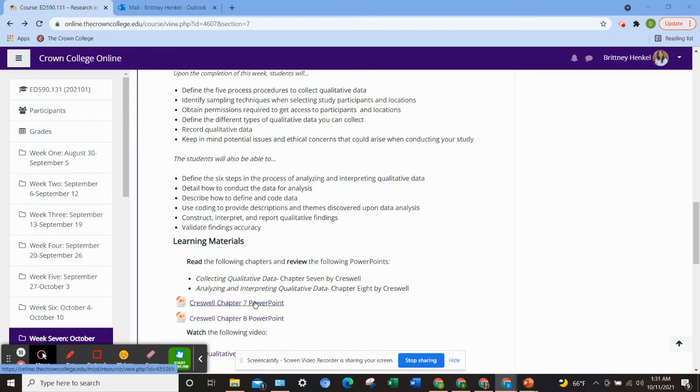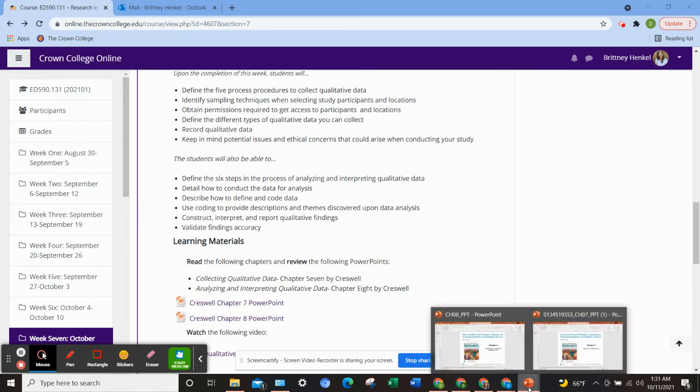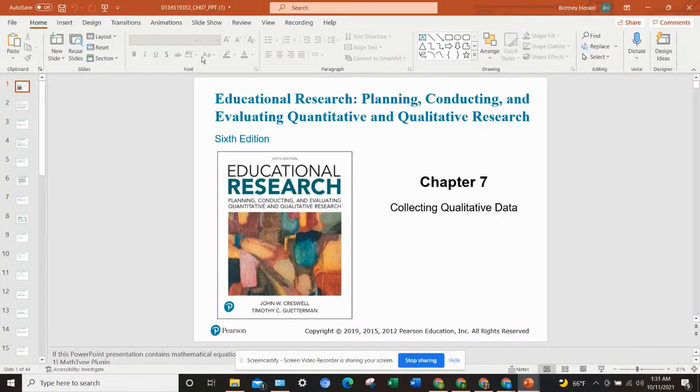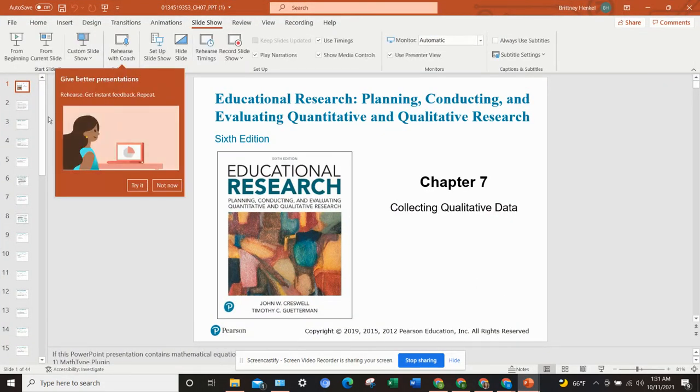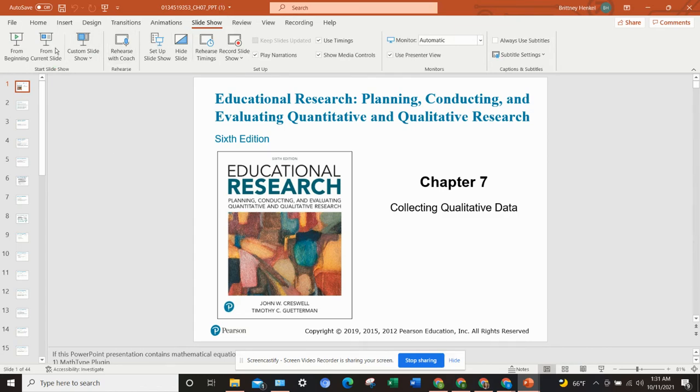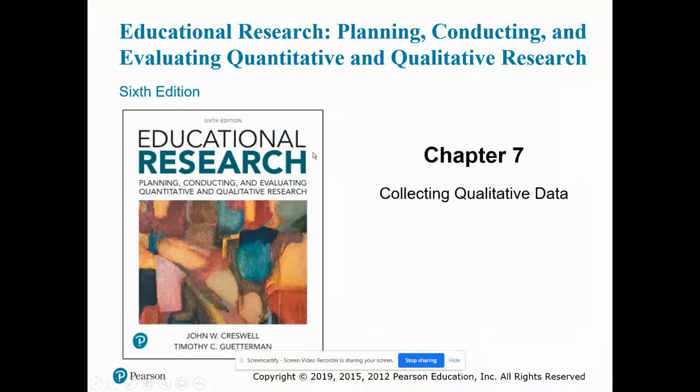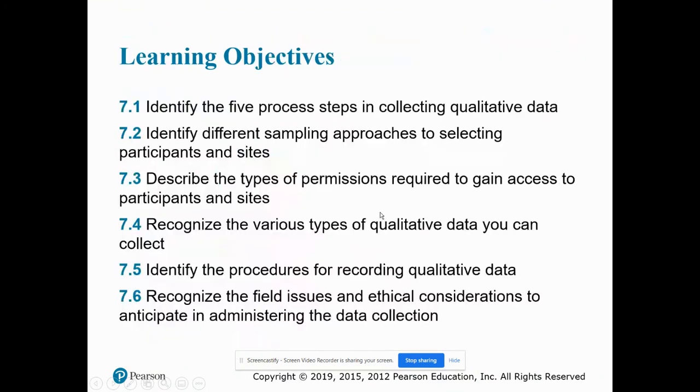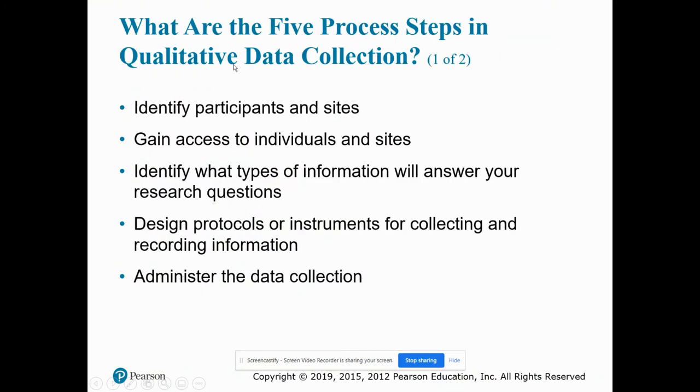All right, guys. So we're going to go ahead and go into Chapter 7. So here it is in your Moodle course, and I have it pulled up here already. So I'll go ahead and get the slideshow going. And it's over collecting qualitative data. Here are the learning objectives.